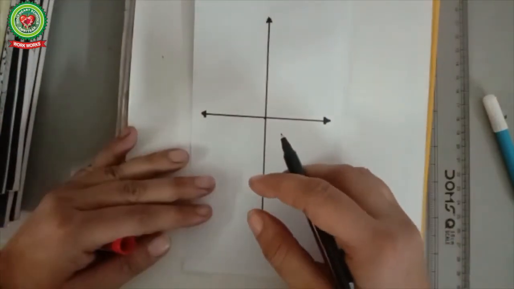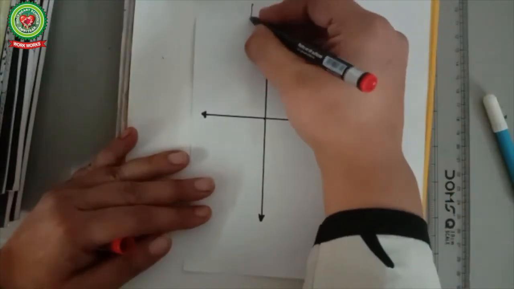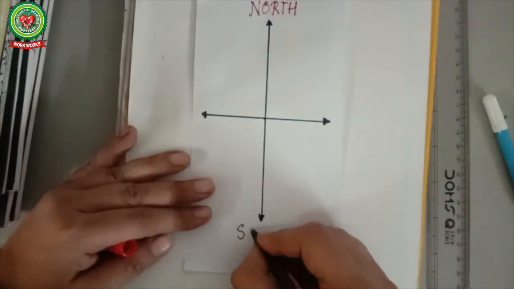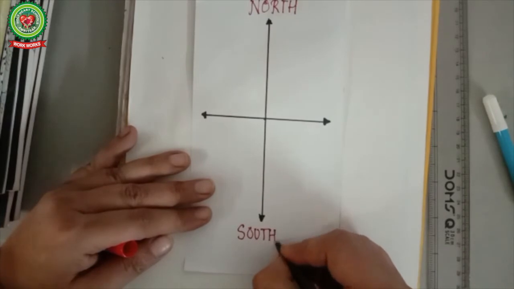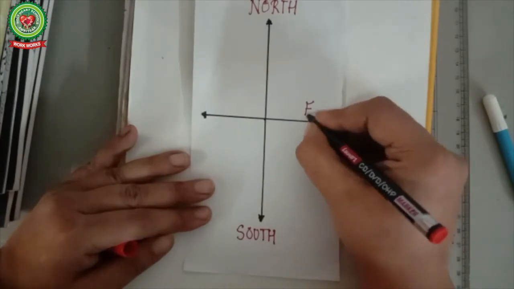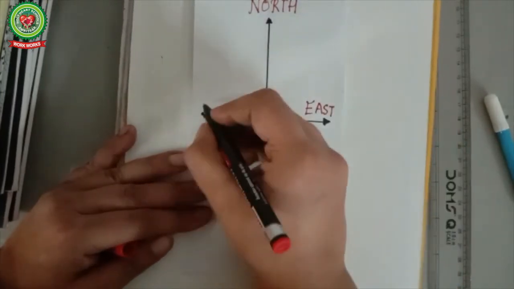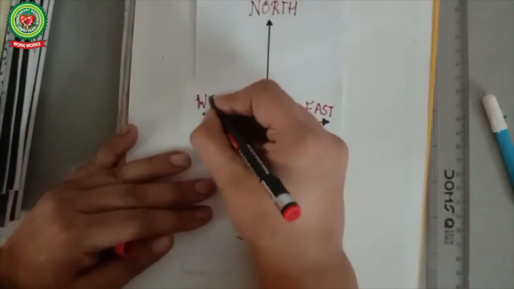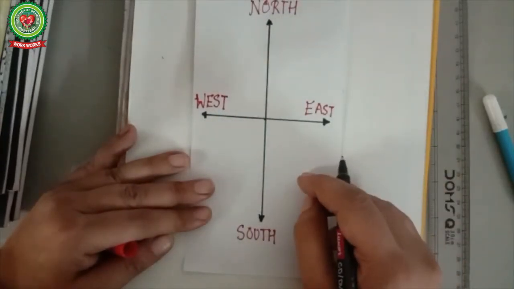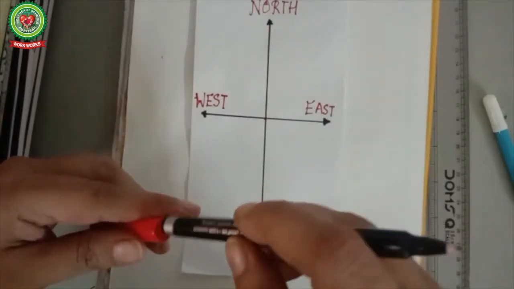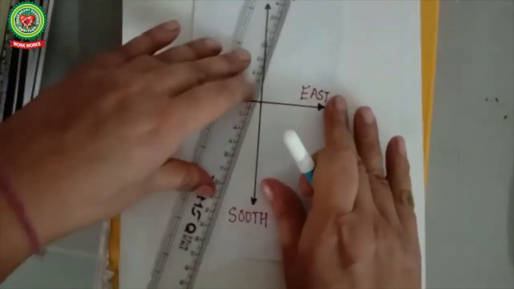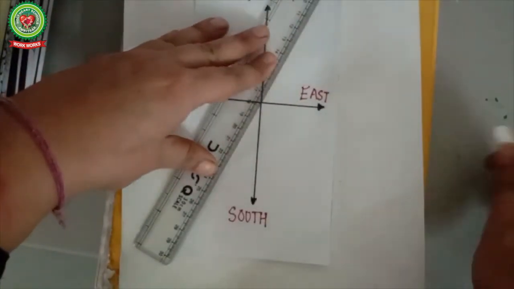Now children, we have already studied that there are 4 main cardinal points: north, south, opposite to it, written below. Then this side, towards the right, we have east, and towards the left, we have west. So these are the 4 main cardinal points as you have studied earlier. Now there are more directions. If you see in this map, we will divide these directions.